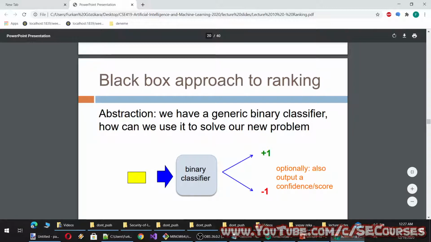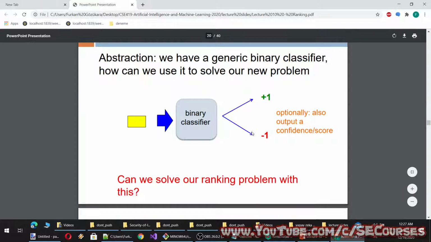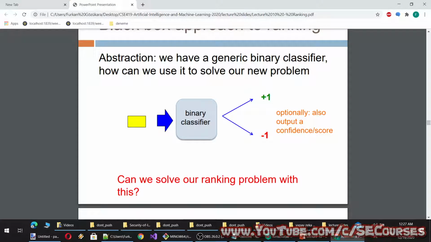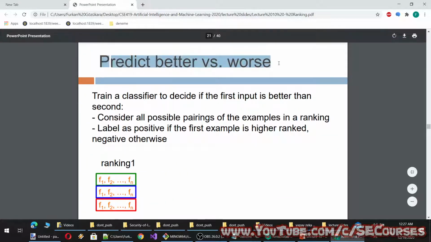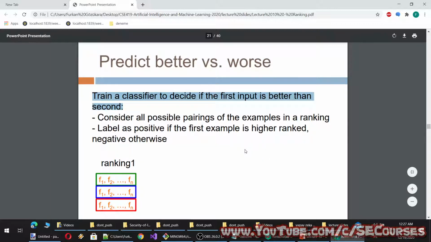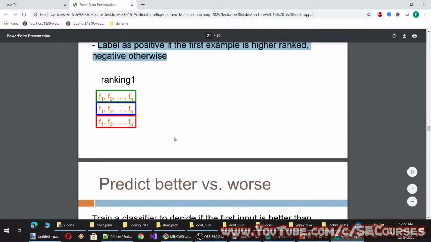Black box approach to ranking abstraction. We have a generic binary classifier. How can we use it to solve our new problem? Okay, so our new problem is ranking and we have a binary classifier. In that case, how can we rank documents and our query or such? Predict worse versus better. Train a classifier to decide if the first input is better than the second. Consider all possible pairings of the examples in a ranking. Label as positive if the first example is higher ranked, negative otherwise.